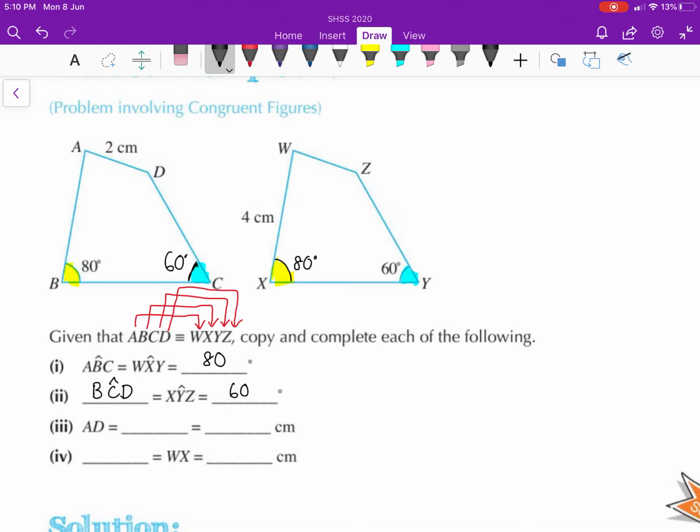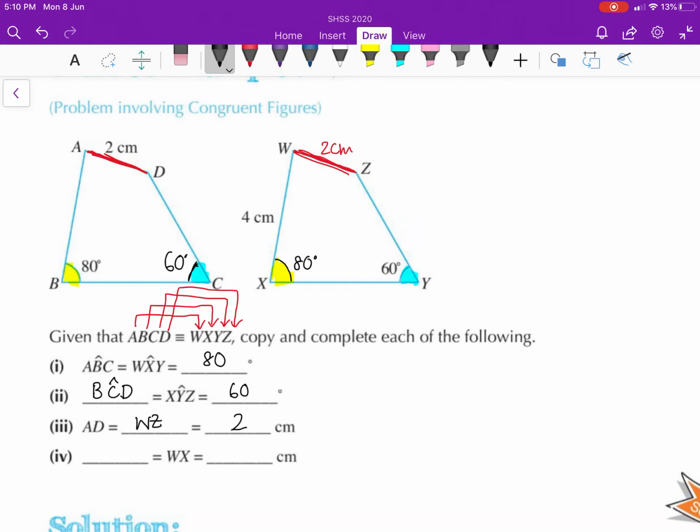Let's take a look at AD. Now AD is this length over here, which I'm going to highlight in red. Now AD is obviously the same length as this, WZ, which is also 2 cm. Okay, so I must write it in the correct order. So AD equals to WZ, which is also equals to 2 cm.